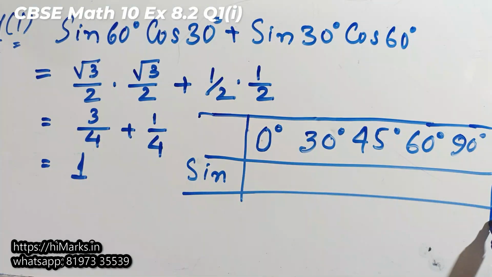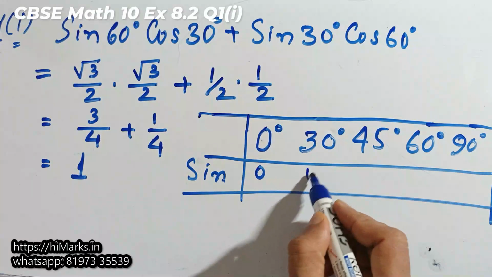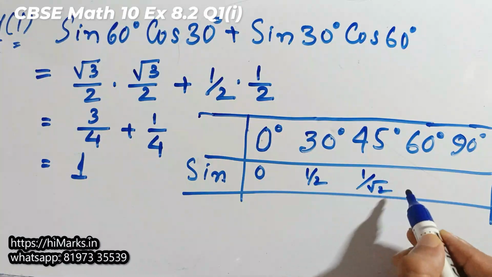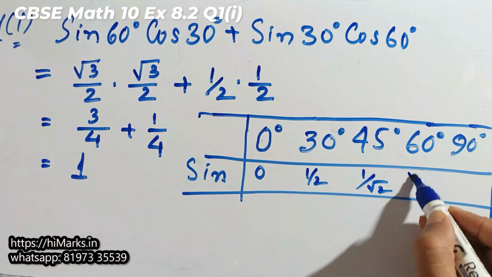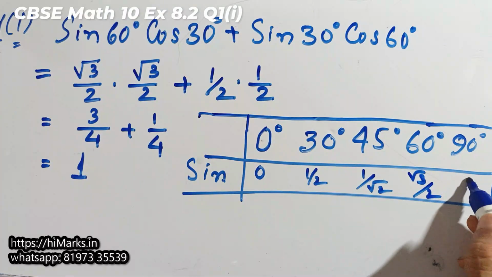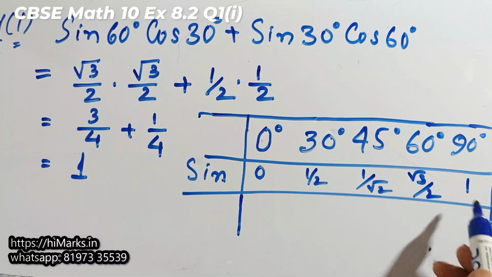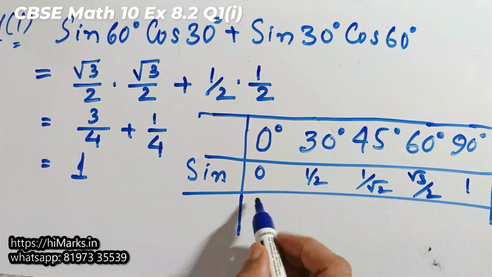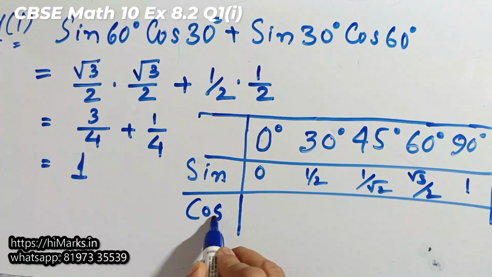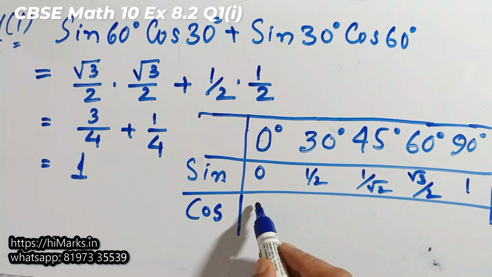So you remember at least one set of values. What is that? Sine 0 is 0, sine 30 is 1 by 2, sine 45 is 1 by root 2 and sine 60 is root 3 by 2 and sine 90 is 1. Once you remember this, you know that sine and cos are 90 degrees apart, so that is why these values can be repeated.